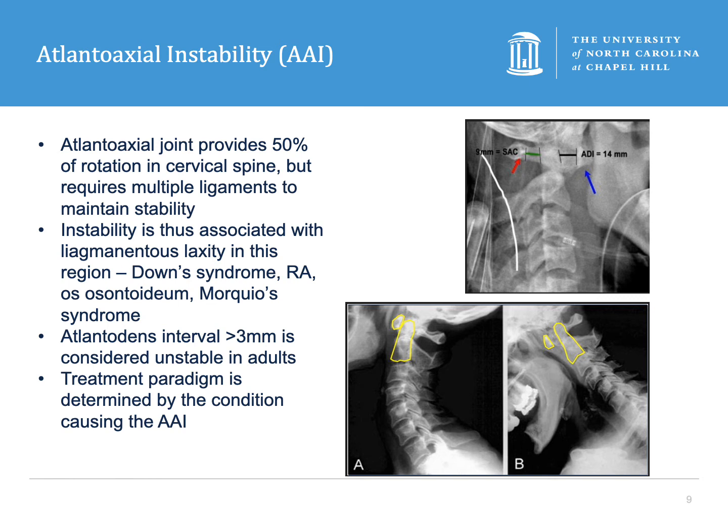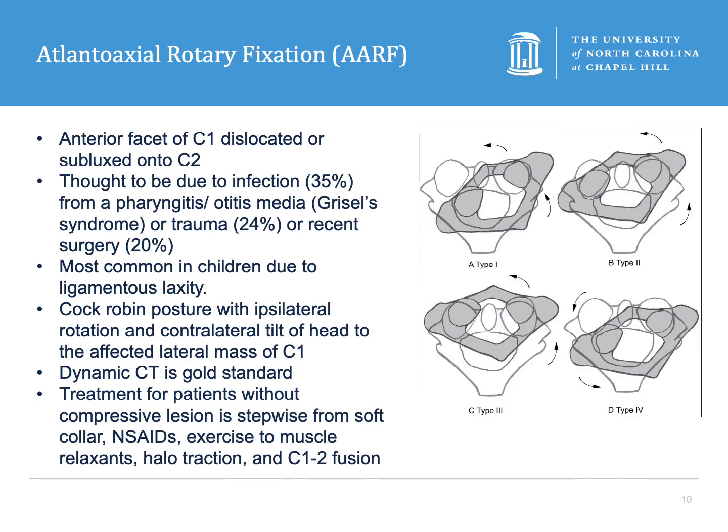Again, the Atlanto-Dens interval is important. Greater than 3.5 millimeters is considered unstable in adults, and greater than 5 millimeters is unstable in children. You can also get flexion extension X-rays in these patients, and if there's a change in that interval, that's an indication that there is ligamentous injury. And the treatment of AAI is going to depend on the underlying etiology, so that's an important point.